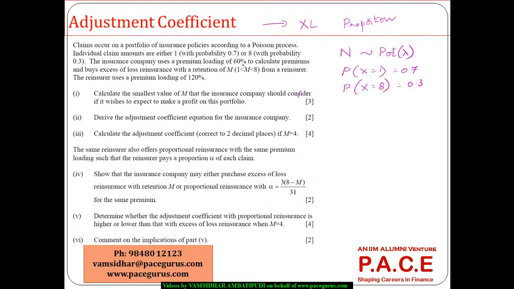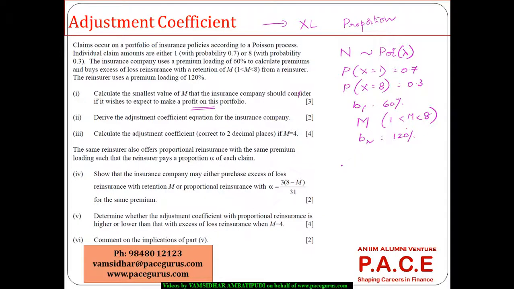The insurance company uses a premium loading of 60% to calculate the premium and buys excess of loss reinsurance. Retention limit is M, where M lies between 1 and 8. And the reinsurer is using a loading of 120%. Fair enough. Calculate the smallest value of M that the insurance company should consider if it wishes to expect to make a profit on the portfolio.